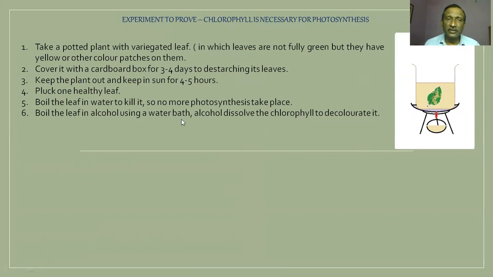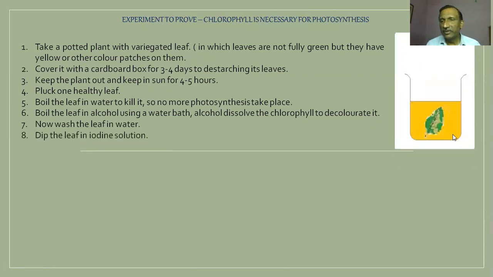So boil the leaf in alcohol using a water bath so that it dissolves all the chlorophyll and the leaf becomes decolorated. Now wash the leaf in water, thoroughly rinse it so that whatever chlorophyll is there goes away, and dip the leaf in iodine solution. Iodine solution is a darkish yellow color. So this is the iodine solution in which we put the leaf. Keep it there for 1 or 2 minutes. Now remove the leaf and observe the color change.